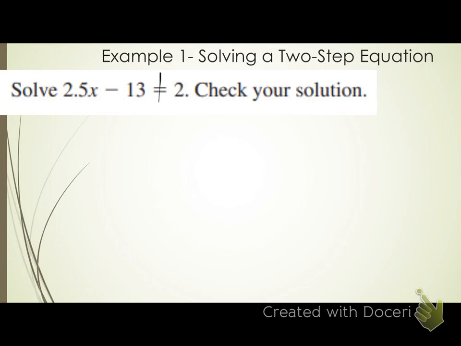What would I need to do first if I have 2.5x minus 13 equals 2? Add 13 to both sides. What I always tell students is before I can get the variable by itself, I need to get the term that contains the variable by itself first. So here's my term that contains the variable, correct? It has a number on the side of the equation with it, so I've got to get that term completely by itself before I can get the variable by itself. Okay? So like we said over here, we're going to add 13 to both sides.